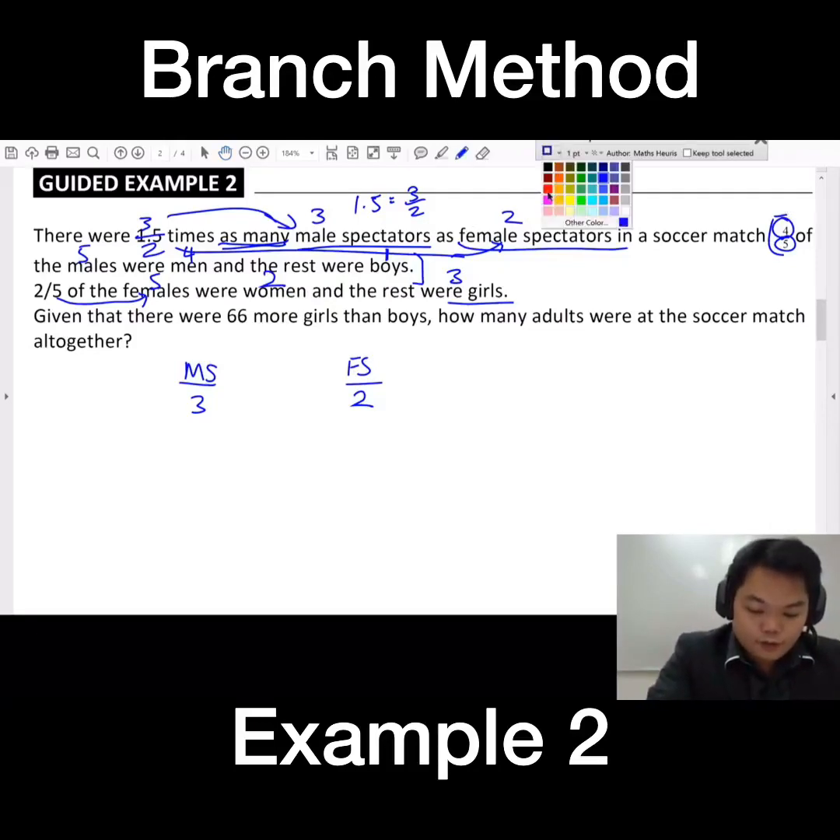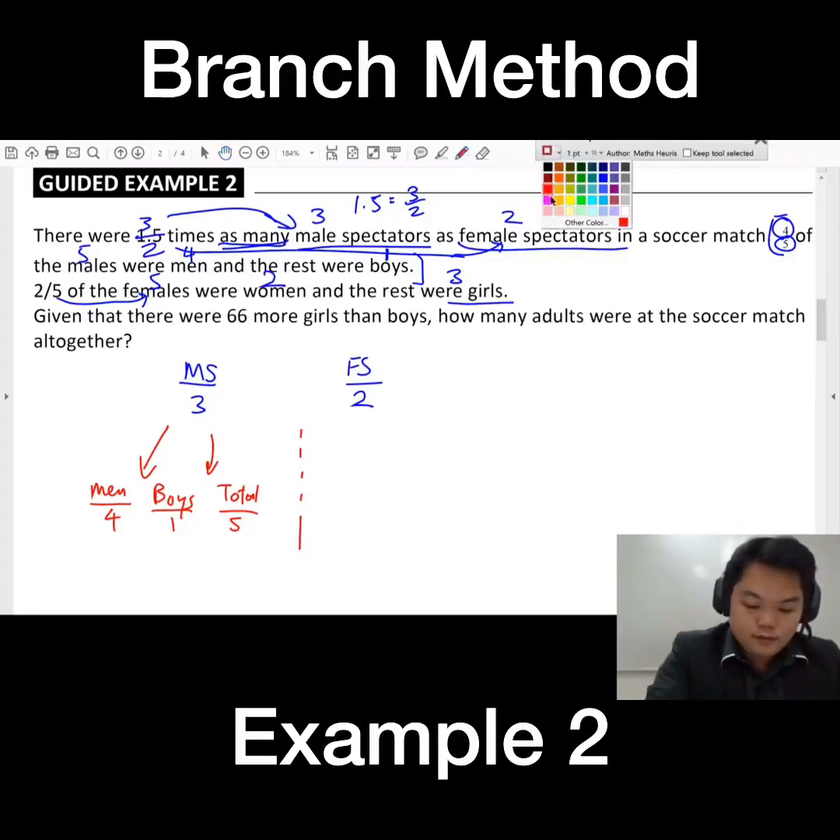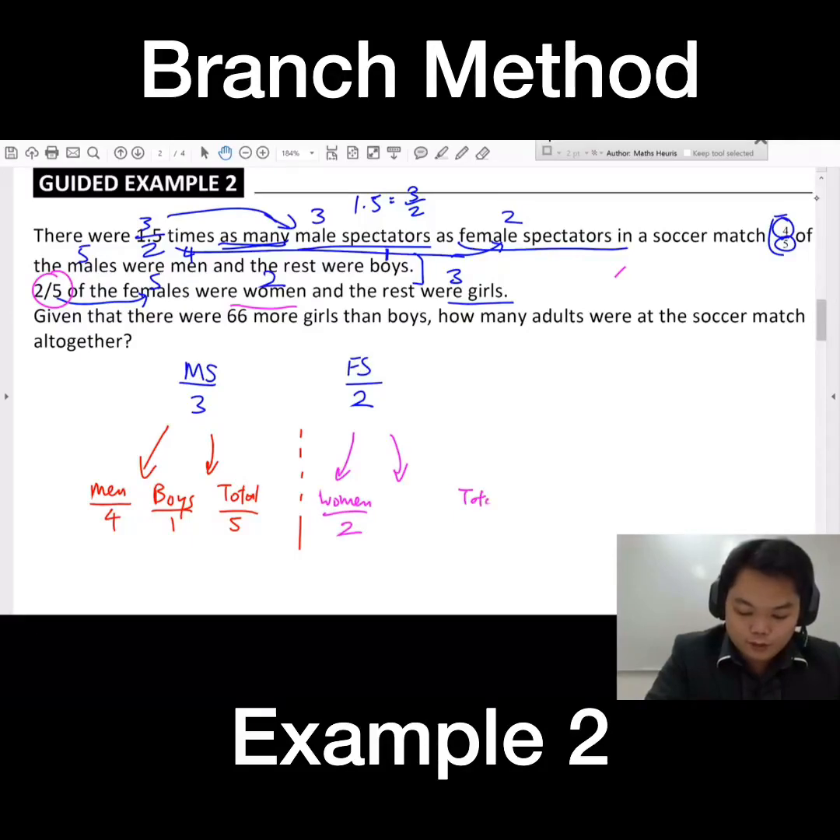Then for the males, 4 out of a total of 5 were men. So the boys is 1. Then 2/5 of the females were women. Women is 2 out of a total of 5. Girls would be 3.